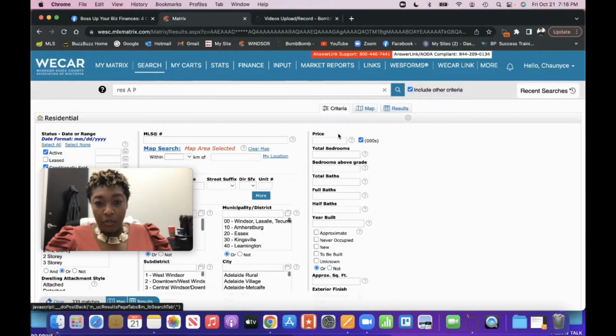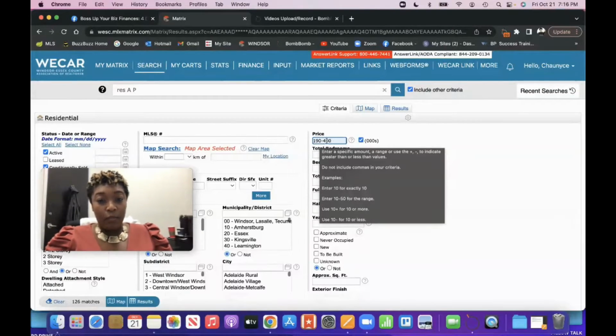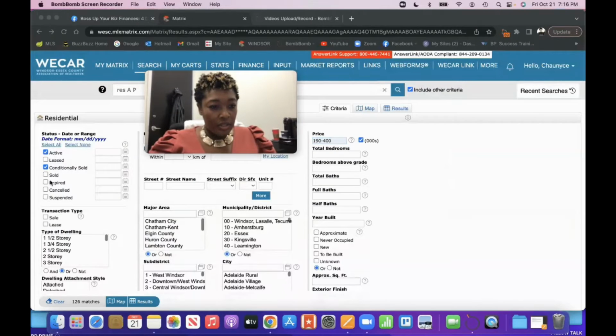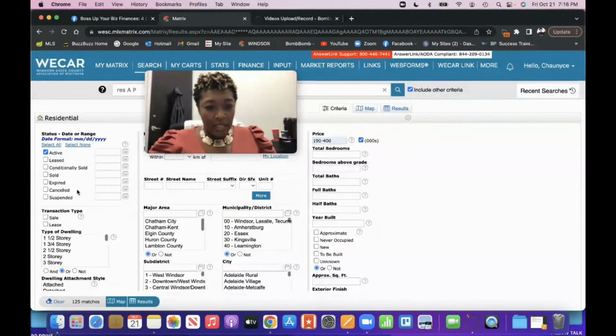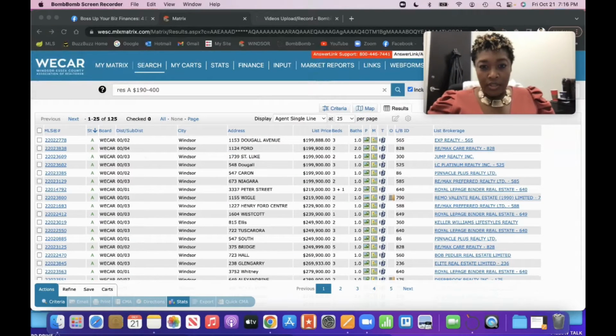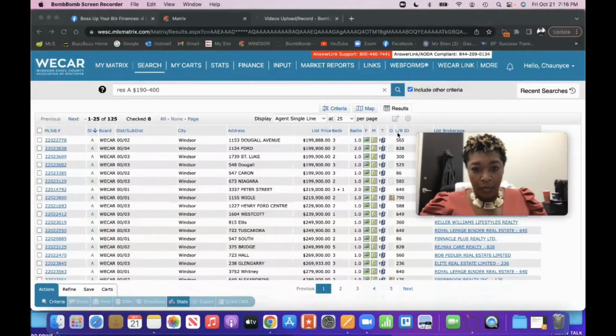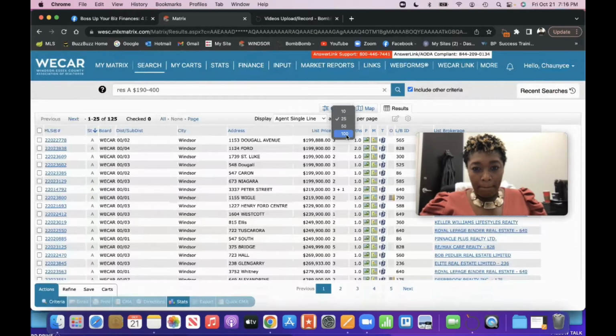So let's go in and do a really quick criteria. Let's even say, I frankly don't love the properties that are 190 or less, but at 400 you can get a really gorgeous property. So let's just say active listings. Let's see what we do with this and see numbers wise what we come up with. So it says there's 125 listings. Quite a few in the 199 area.